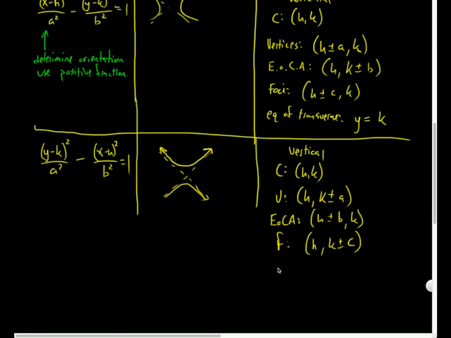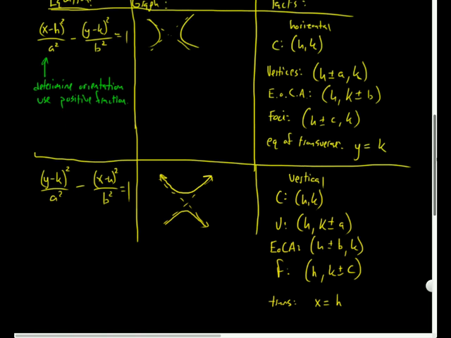And then the equation of the transverse axis would be x equals h, because the x coordinate is the only thing that'll be the same for all of these points, and the transverse axis will always pass between your vertices, your foci, and technically your center. So those are all of our facts about the equations of hyperbolas.